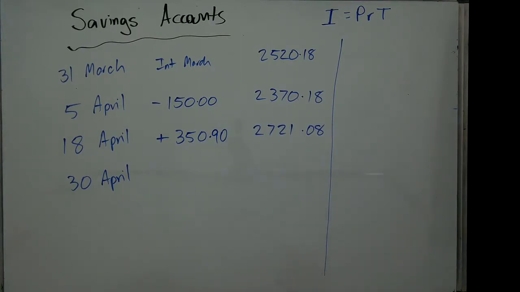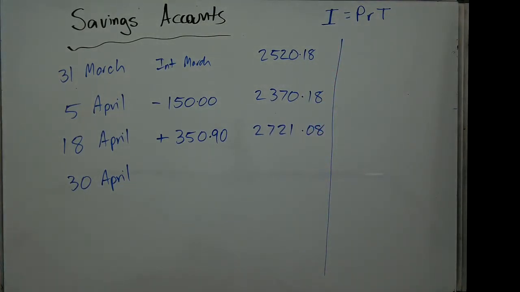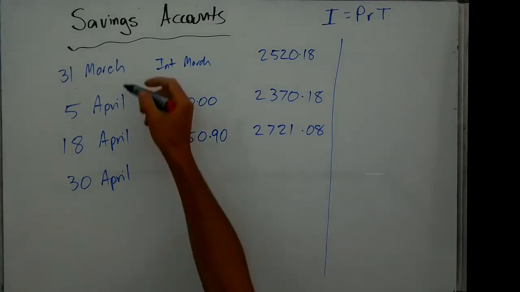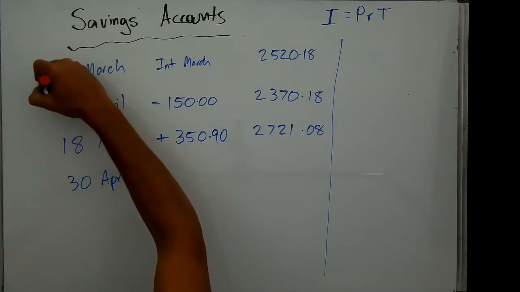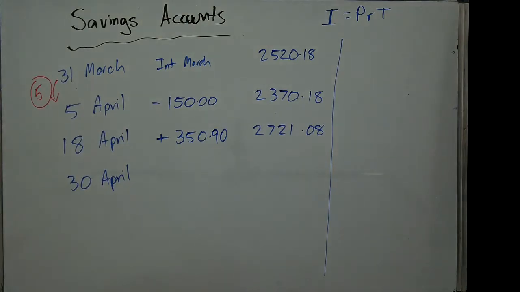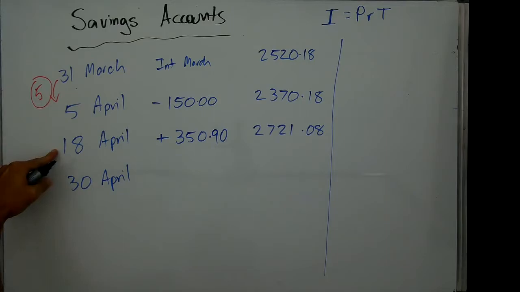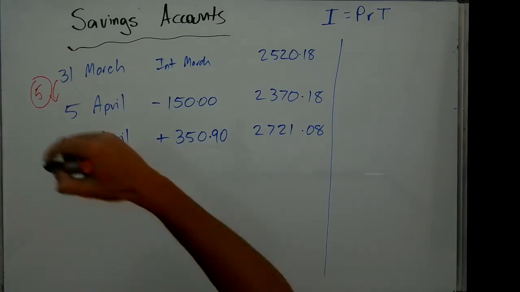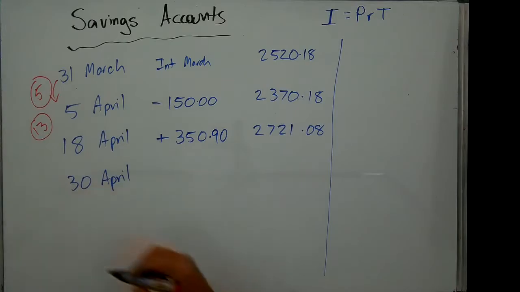Okay, so the first thing, we need to work out how many days these are all in the account at that balance for. So this first one, 30th of March until the 5th of April, 5 days. Let's just do it like that. The 5th of April, so now we're counting the 5th of April up to the 18th. That is going to be 18 take 5, 13 days. Let's just check that with my fingers.